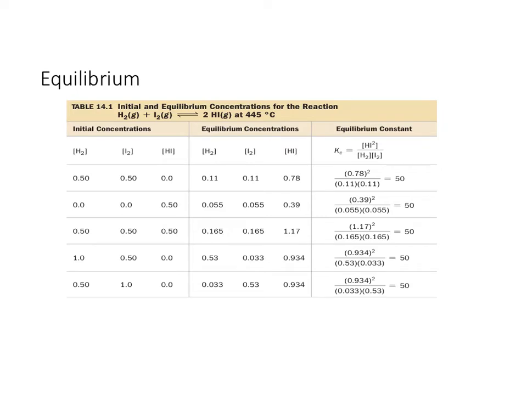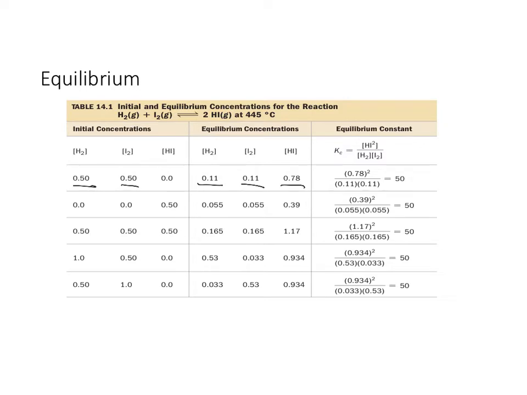Let's look closely at this reaction. We saw it in our last video. This is the equilibrium between hydrogen gas and iodine gas to make hydrogen iodide gas. The data in this table is from 445 degrees Celsius. Now let's notice when we begin with half a mole of iodine and half a mole of hydrogen per liter. At the equilibrium point, the concentrations are 0.11, 0.11, and 0.78.